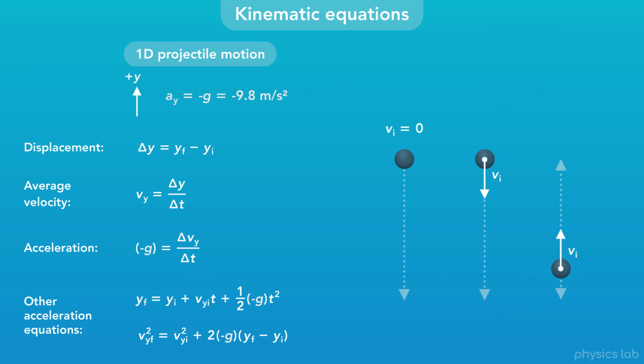So that's a quick overview. 1D projectile motion is really just a specific case of 1D motion in the y direction, where the acceleration is 9.8 meters per second squared downwards. But we'll explore these examples in a lot more detail, so we have some intuition about projectile motion.